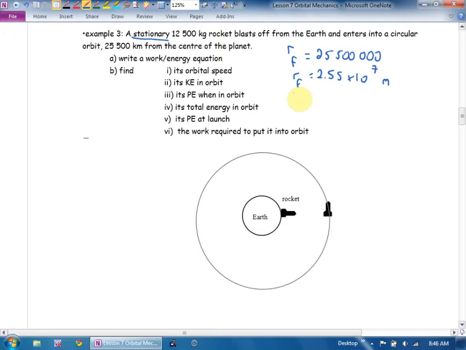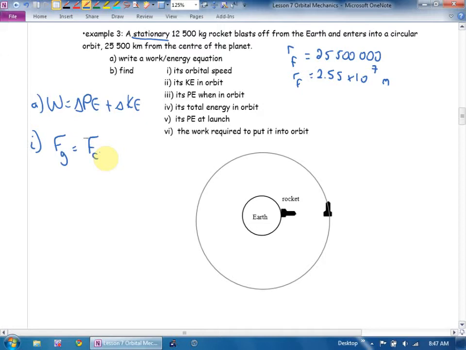A says, write a work energy equation. Work equals change in potential plus change in kinetic. And this time, none of these are zero, because what's its final kinetic energy? Zero, or is it in orbit? It's in orbit. B says, all right, let's find some stuff here. What's the first thing it asks me to find? Okay, speed, period, radius, forces. When to use energy? When they start talking about work. And they didn't in part B.